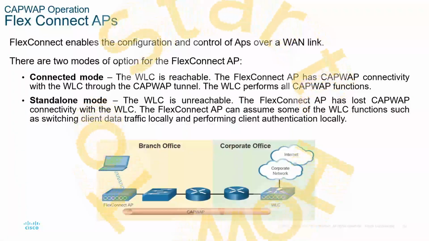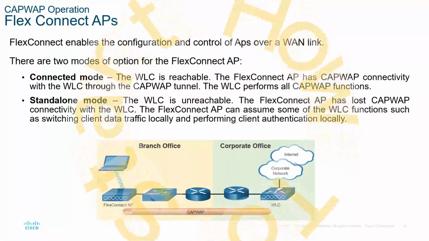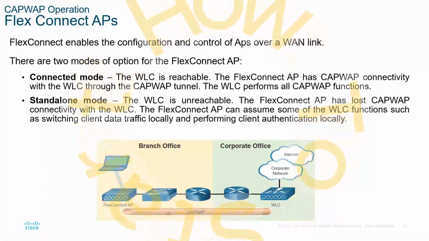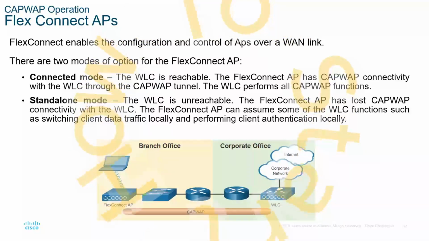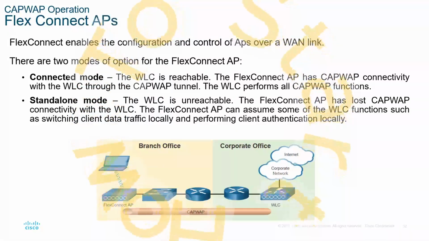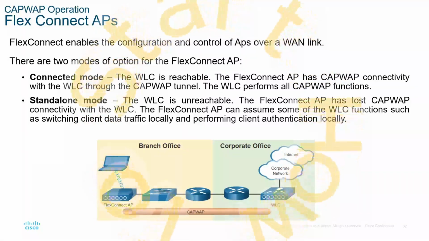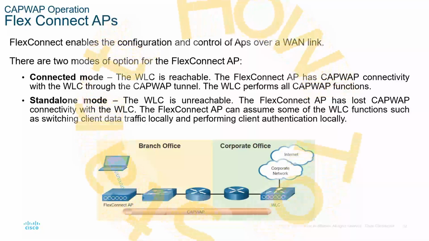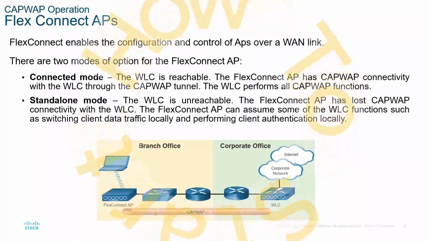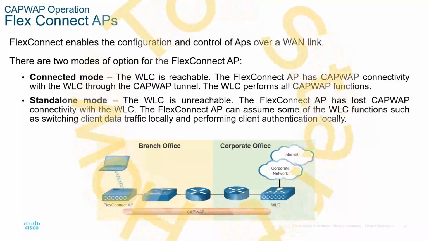We also have our FlexConnect APs, and we have 2 main types here. FlexConnect basically enables the configuration and control of APs over a WAN link, over a wide area network connection. There are 2 main modes, connected and standalone. Connected basically means that the wireless LAN controller is reachable. Standalone mode means the LAN controller is not reachable.